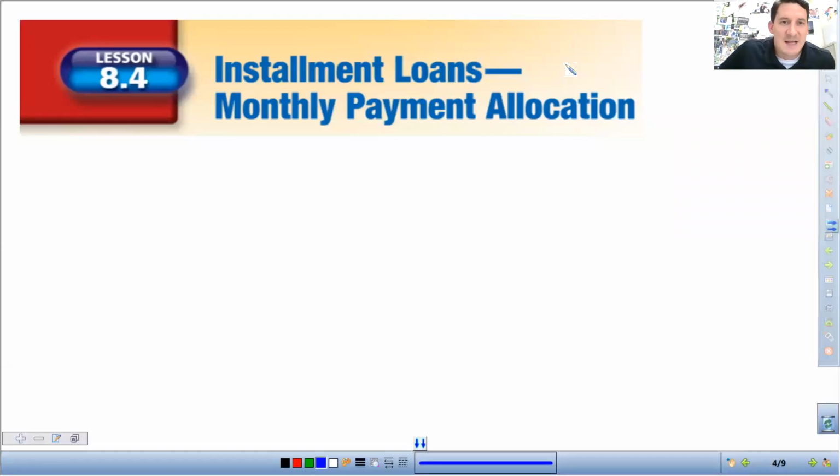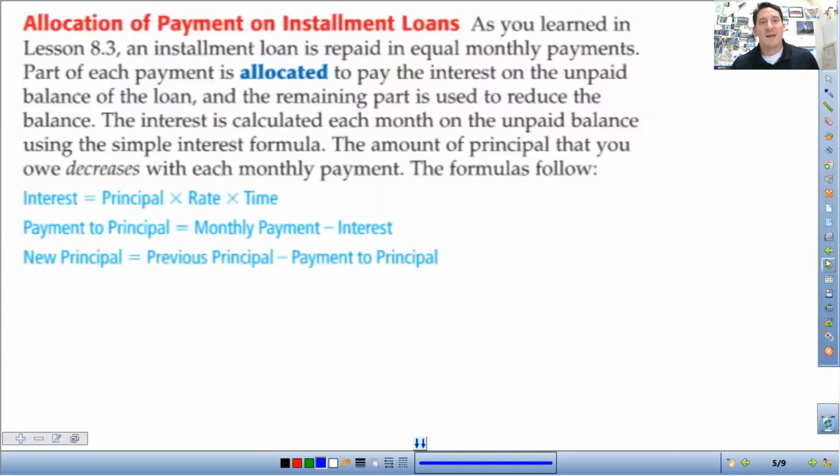All right, financial math classes. Still working on installment loans right now. Today we're going to look at how those monthly payments that we learned how to calculate last time go into paying off your loan. Each month, part of that monthly payment goes into paying off the interest for the loan, and the rest of it goes into the principal. That's called the allocation of payments.